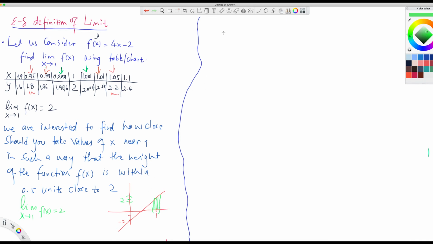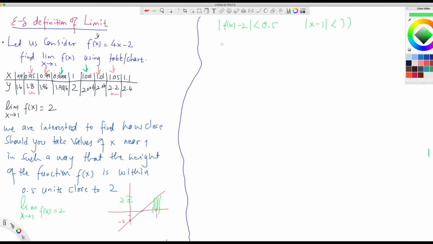So in other words, if you use the absolute value notation, what it is saying is, if you want the absolute value of f(x) minus 2 to be less than 0.5, how close should you go? The absolute value of x minus 1 is less than what? That's what it is asking, right? In other words, if you want f(x) to be 0.5 unit close to 2, how close to 1 should you go on the x-axis so that the height of the function will be 0.5 unit close to 2? Okay, that's what it is asking.